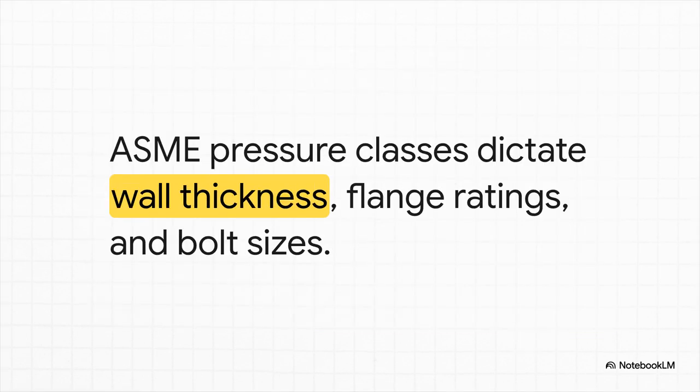These calculations group pipes into ASME pressure classes, ranging from class 150 all the way up to an extreme class 2500. The class dictates everything to the engineer: the required wall thickness, the exact flange ratings, and even the size and tensile strength of the bolts holding the joints together. This meticulous code ensures that every single joint can withstand the immense, violent pressures of deep-sea hydrocarbons.